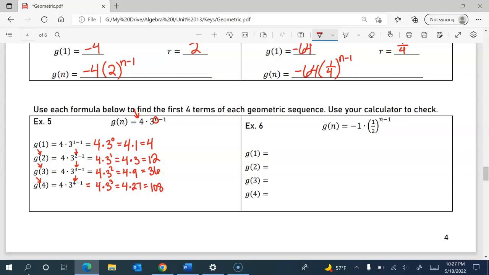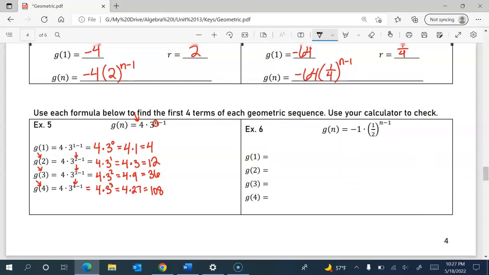In example 6, it looks just slightly different because now, if you look over at example 5, you'll notice that this was an exponential growth function. This, though, since the r is less than 1, this is decay. So we should actually be getting smaller every time. So g of 1, we're just going to follow just like we did in example 5. We're going to start with -1 times 1/2 to the n minus 1.